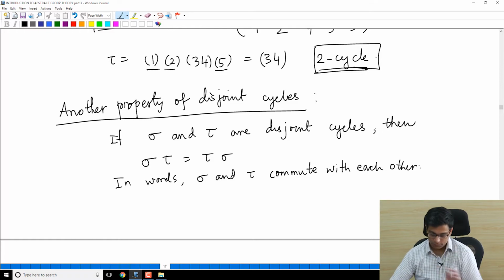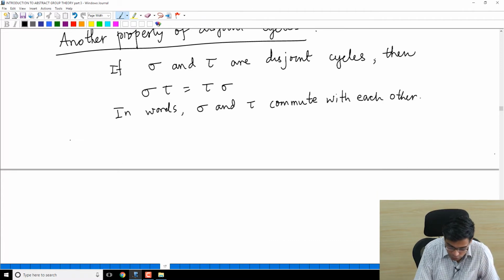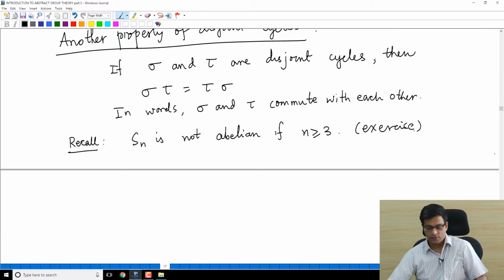See, remember that in general the symmetric group is not abelian. S3 we have seen in example, a detailed description of S3 earlier, and we know that S3 is not commutative. So in general 2 elements of S3 do not commute with each other. In fact Sn is not abelian if n is greater than or equal to 3. Okay, so this is an exercise. In fact, S3 and S4, S5, they are not abelian.